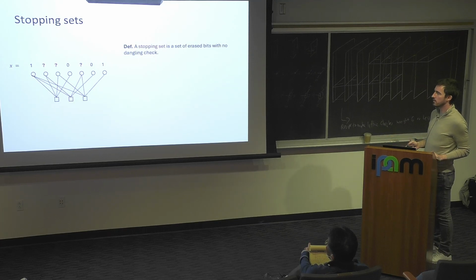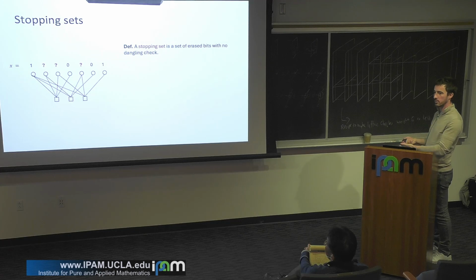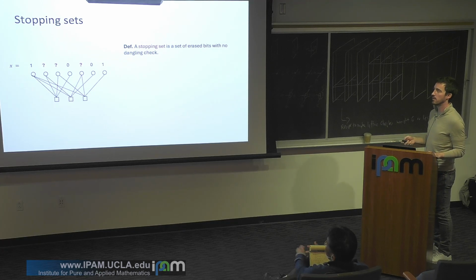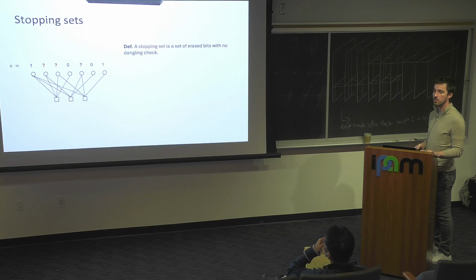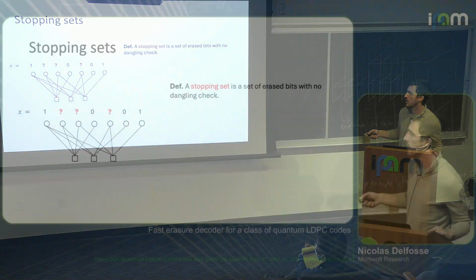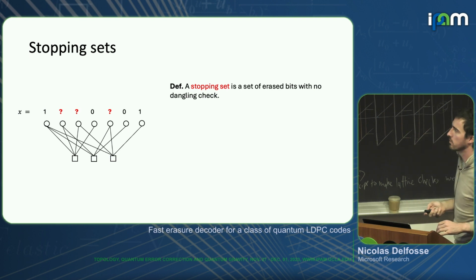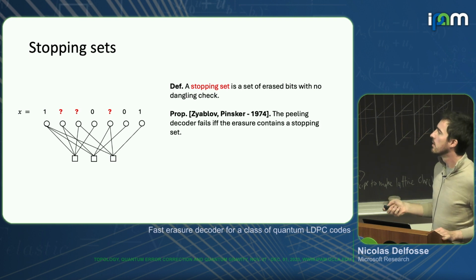So when does it break down? It breaks down if we see a stopping set. A stopping set is a set of erased bits with no dangling check. It's kind of obvious by definition that the algorithm is going to fail. There is no dangling check, so we cannot peel anything. And this is an example. The first check is incident to the first 2 question marks, but not the third one. The second check is incident to number 2 and this one. And we can check that the third check is also incident to 2 of them.